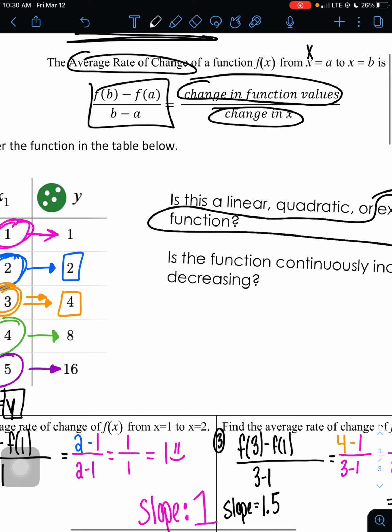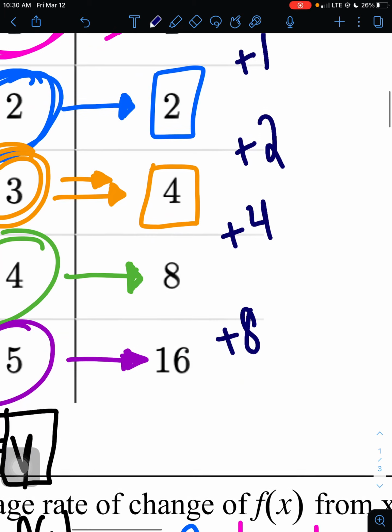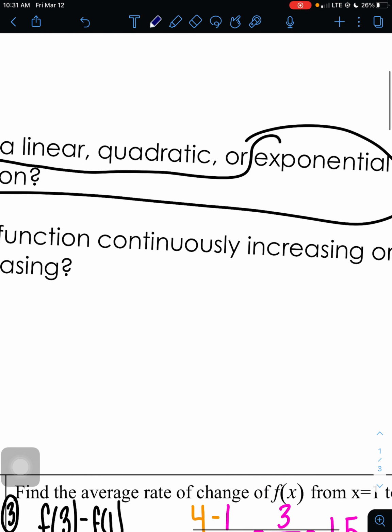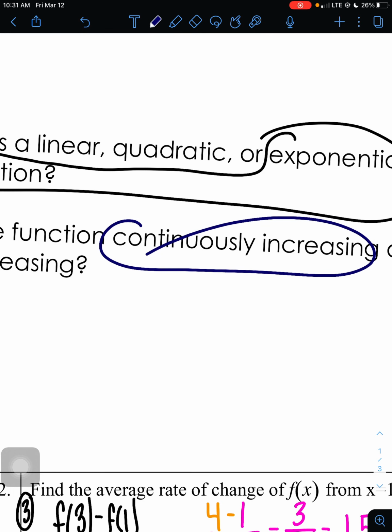And then I can notice, is my function continuously increasing or decreasing? Let's take a look because we talked about what exponential functions do in class. So we can look at this table and we can notice how these values are continuing to get larger and larger, and they're going to do so forever. They're just going to continue to get bigger and bigger and bigger. So we know that this function is continuously increasing. And that's going to be the case for all exponential functions. They're either going to continuously increase or continuously decrease. But whichever direction they're going, they're going to be doing that for the entire graph.